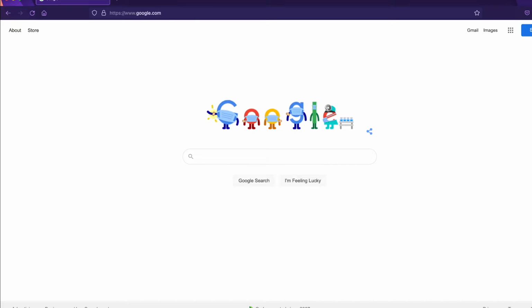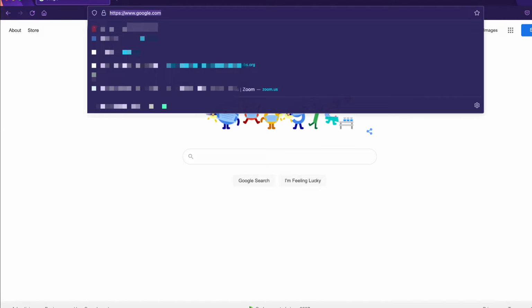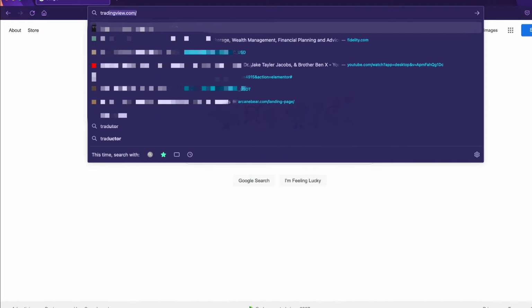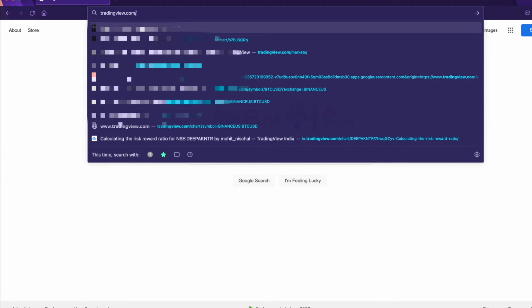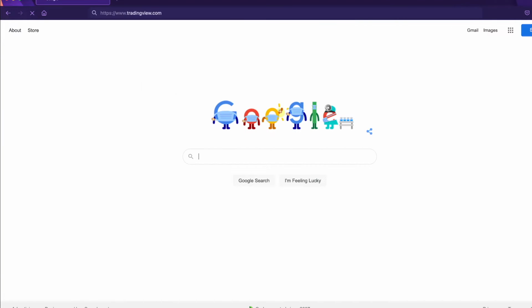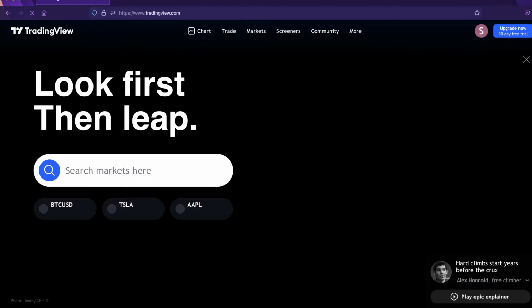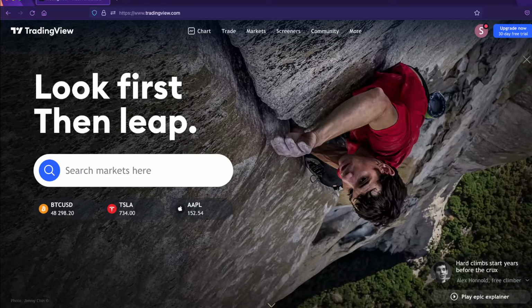First thing I'm going to do is go up to this website browser and go to a website called TradingView.com. They just recently updated their website to make it look a lot more professional and a lot better and a lot more personal for traders.